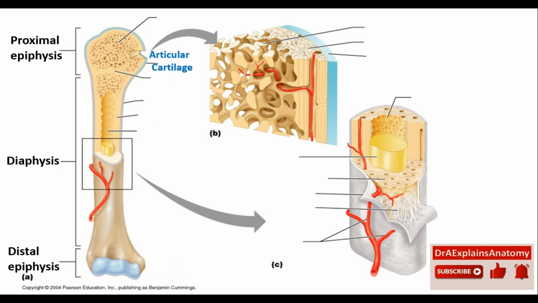Surrounding the proximal epiphysis is the articular cartilage, where articulation forms. Articulations are the joints. In the proximal epiphysis, we can see the spongy bone. So right here is the spongy bone, which is filled with the red bone marrow. This is the blood cells forming marrow. We can see it right here.